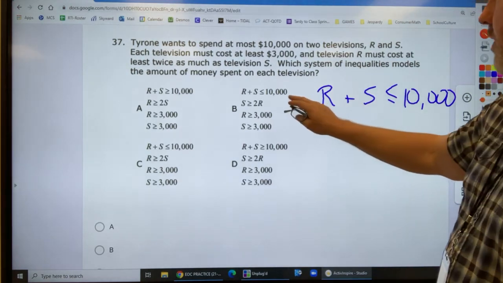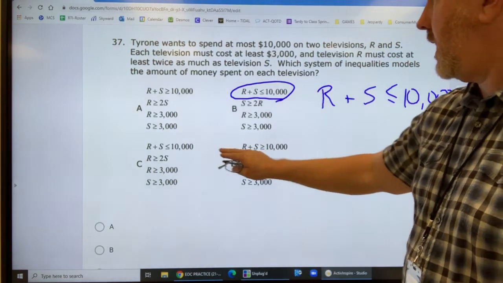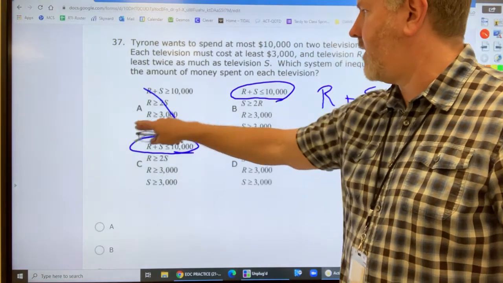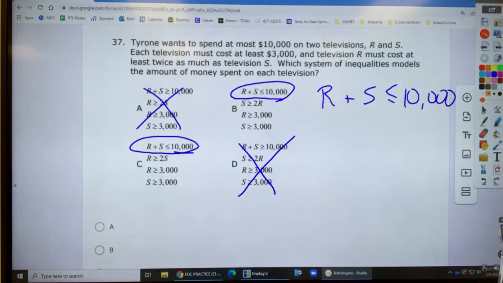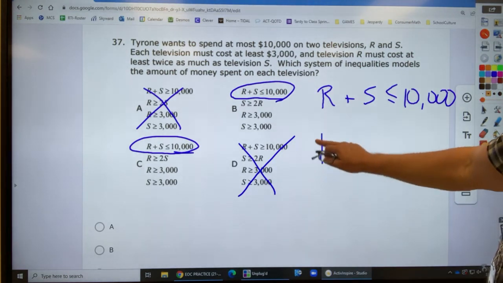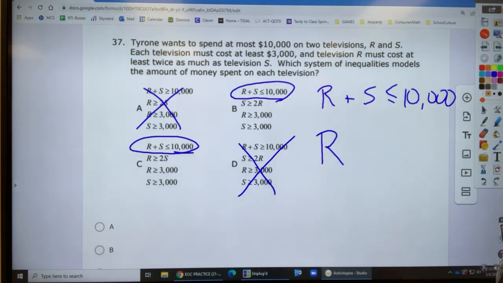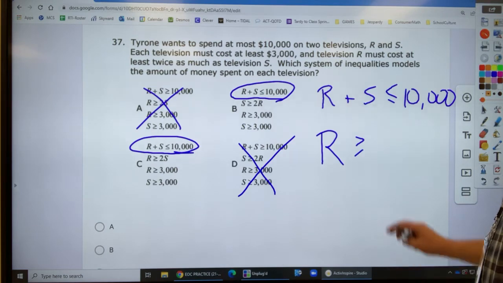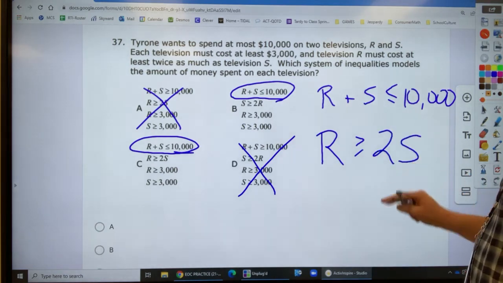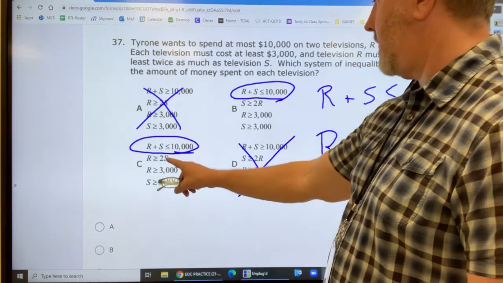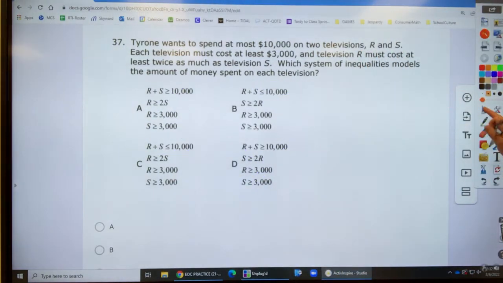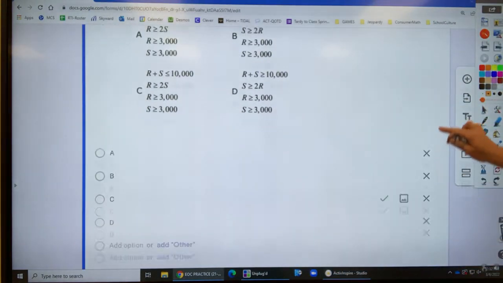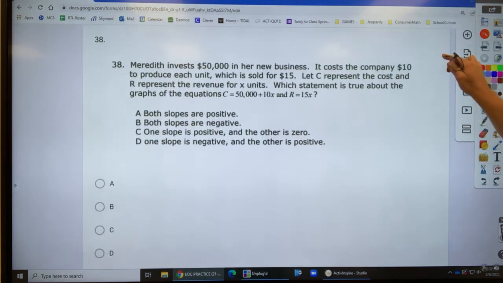That tells us one of the equations right there. R plus S, so this one and this one. We can cross off that one and that one because those give us R plus S is greater than $10,000, okay? Each television must cost at least $3,000. Television R has to be at least, which means greater than or equal to, twice as much as S. So I like C for this answer. There it is. 3 more.